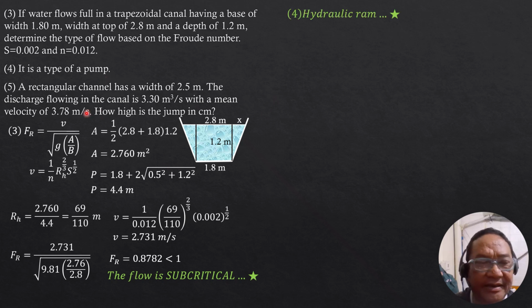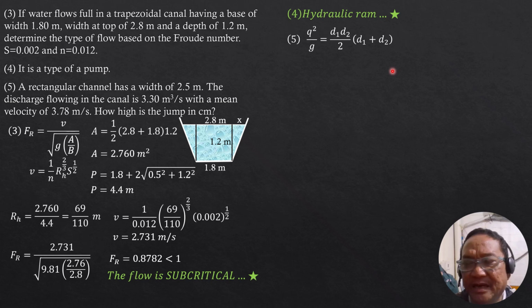Then number 5, a rectangular channel has a width of 2.5 meters. The discharge flowing in the canal is 3.30 cubic meters per second with a mean velocity of 3.78 meters per second. How high is the jump in cm? So hydraulic jump formula for rectangular channel is small q squared over g equals depth 1 depth 2 over 2 times quantity depth 1 plus depth 2.